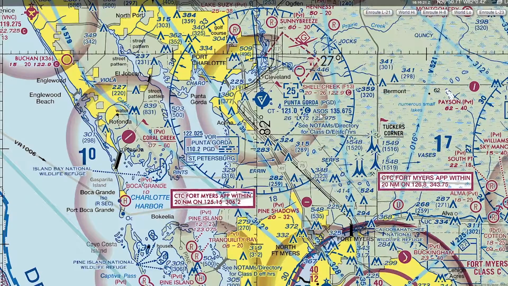Over here we have an ASOS, an Automated Surface Observation Station at Punta Gorda to get weather information from, and that frequency is 135.675, so we would dial that frequency into our comm radio, the left side of the panel typically, to either talk to the tower or listen to the ASOS. The field elevation is 26 feet above sea level.